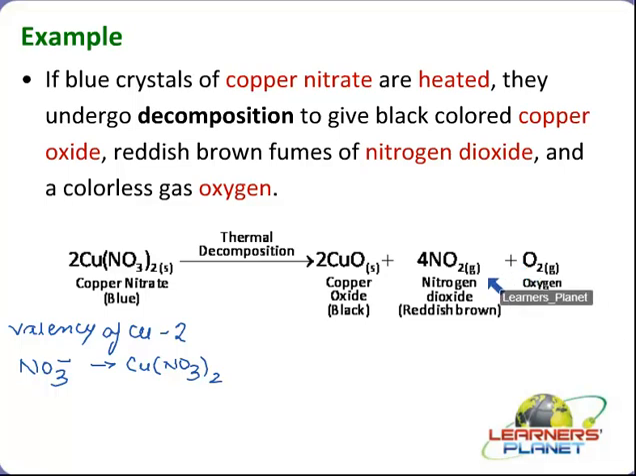Now I told you that you have to write colors in the chemical equation. Now your copper nitrate, what color is it? Blue. Black color of copper oxide and reddish brown color of nitrogen dioxide and oxygen are formed. So students, this is an example of thermal decomposition. Now always remember students, whenever a nitrate decomposes, what you get is a particular oxide, nitrogen dioxide and oxygen.